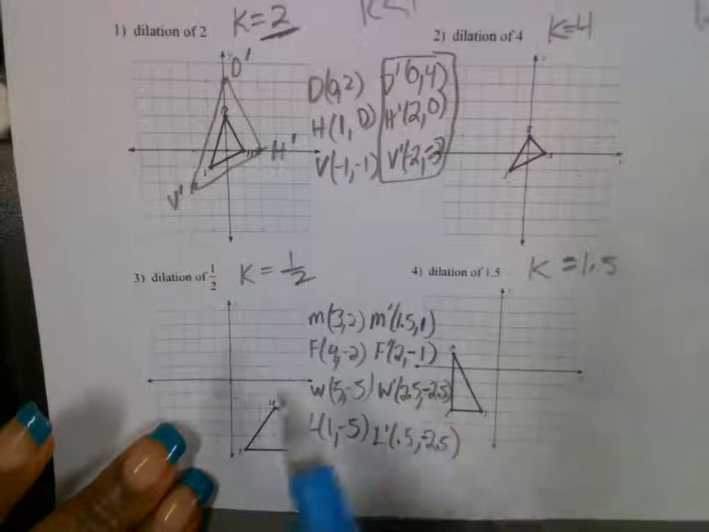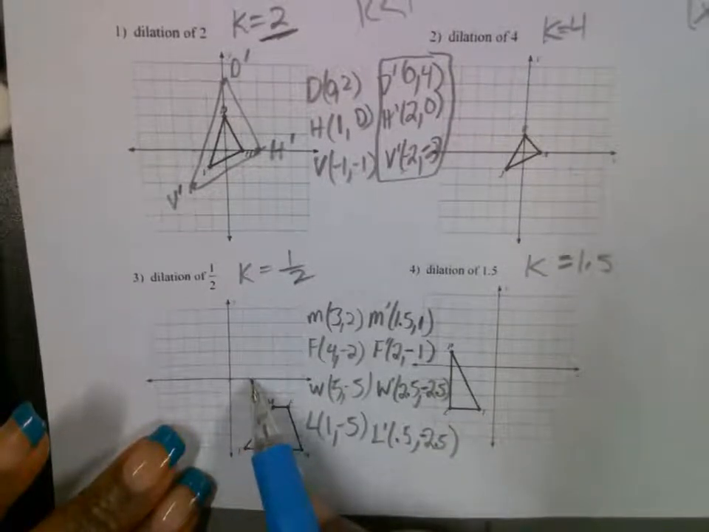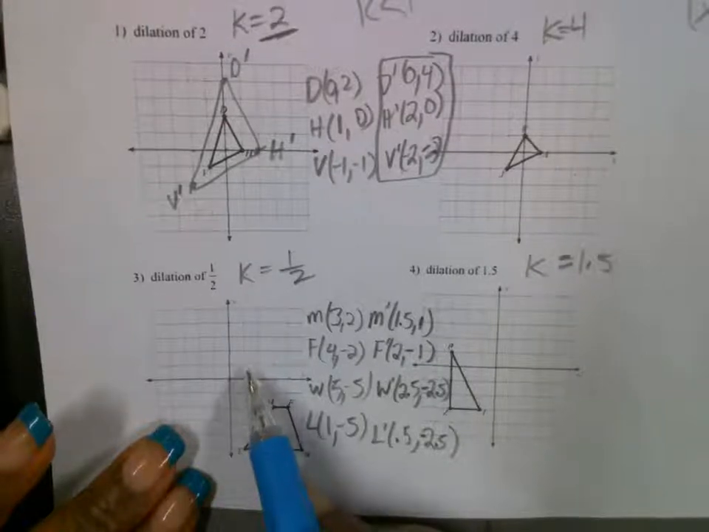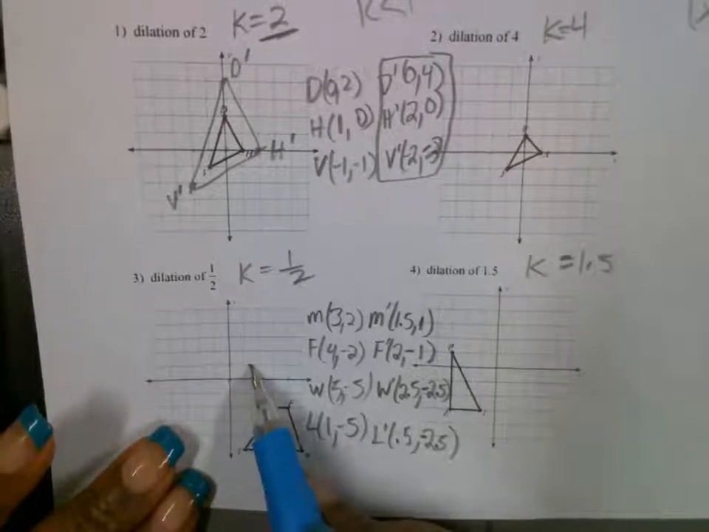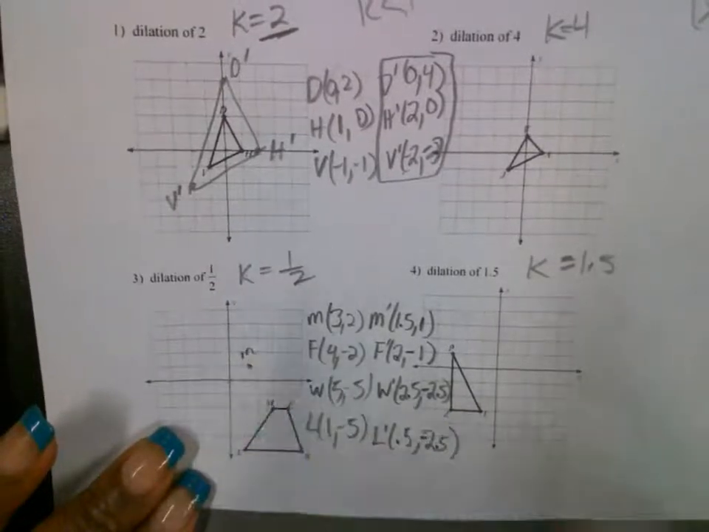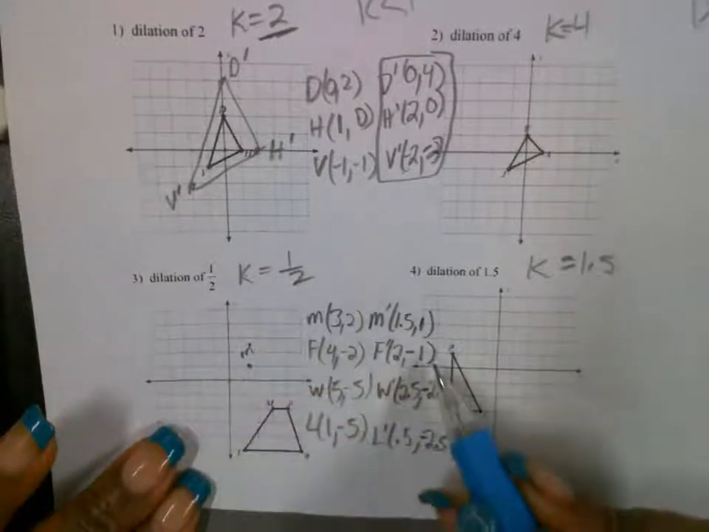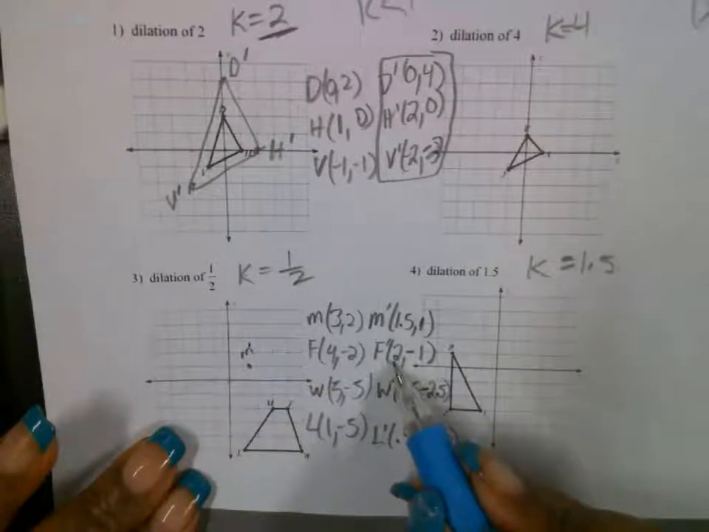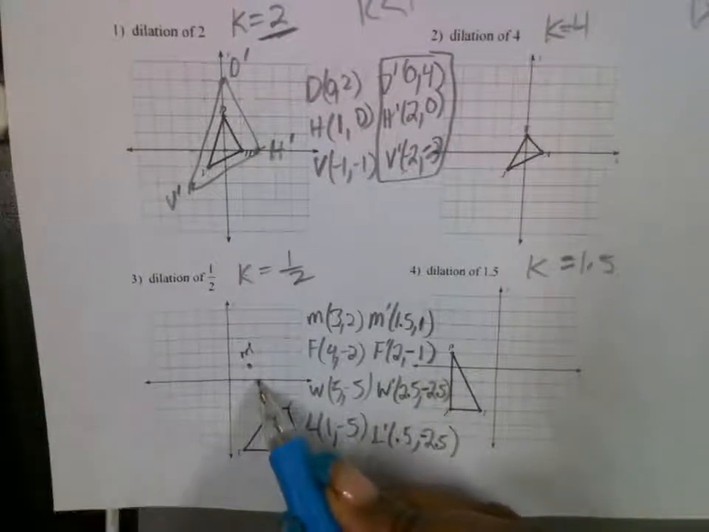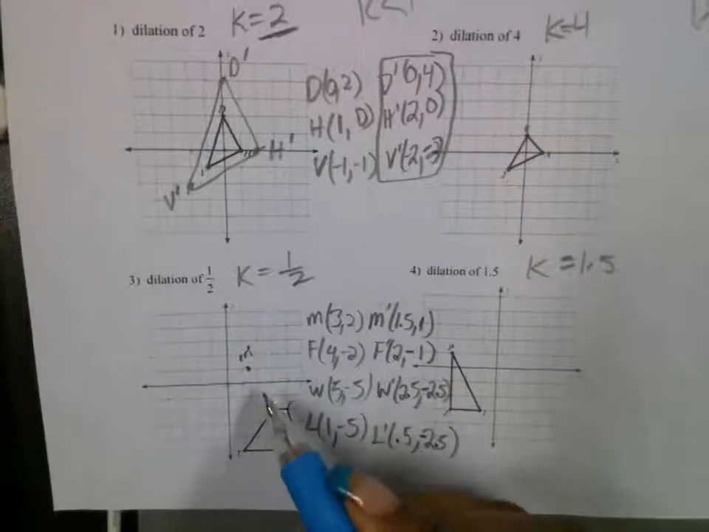So 1.5 is here. Go over 1, and a half is in the middle between 1 and 2. And then go up 1. So that's right here. This is M prime. Then we have 2 and negative 1. So go over 1, 2, and negative 1 is down 1.